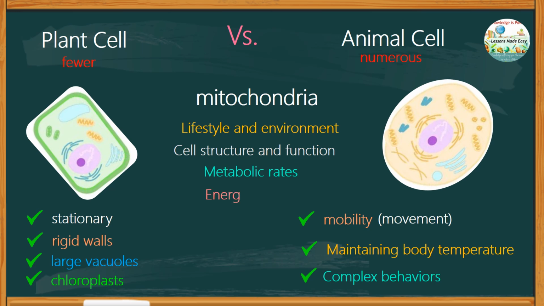Another reason is energy sources. Plants can produce their energy through photosynthesis, which means they don't rely on mitochondria alone. Animals, on the other hand, rely solely on mitochondria for energy production.